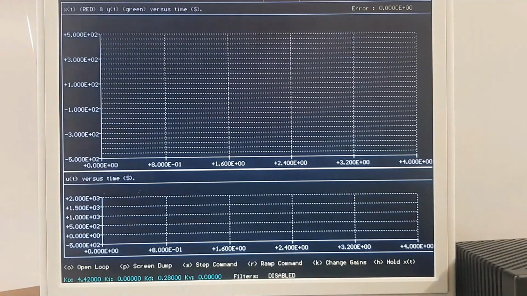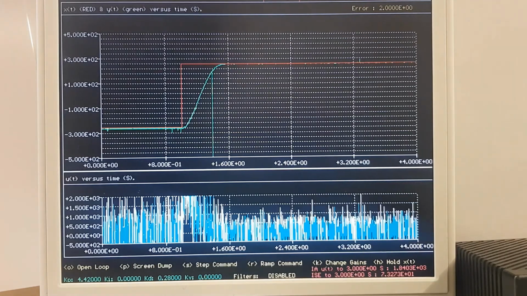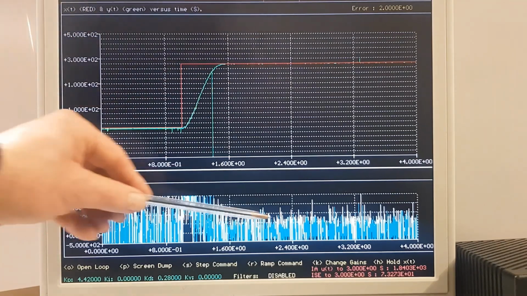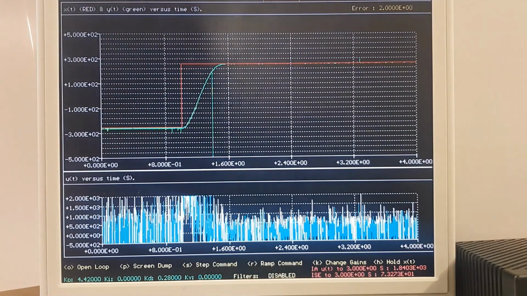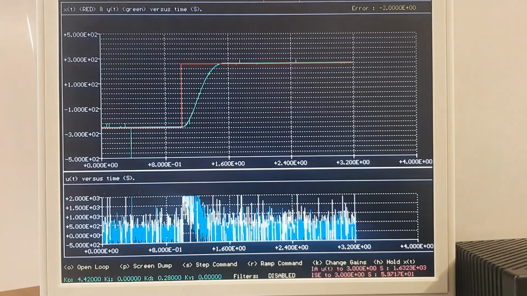This is a damping now of 0.7. Notice now what's happening is we're getting more and more noise down here. This response isn't too bad, but we get a lot more noise on the system. So that one's damping of 0.7.